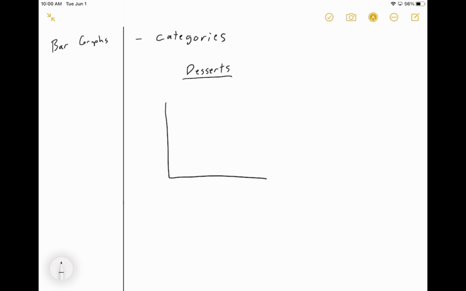Okay, so the options that I had, right, was cake, pie, ice cream, and cookies. And on the y-axis, I'm going to put the different numbers because I want the bars to go up to those numbers, right? That's what I'm looking at.